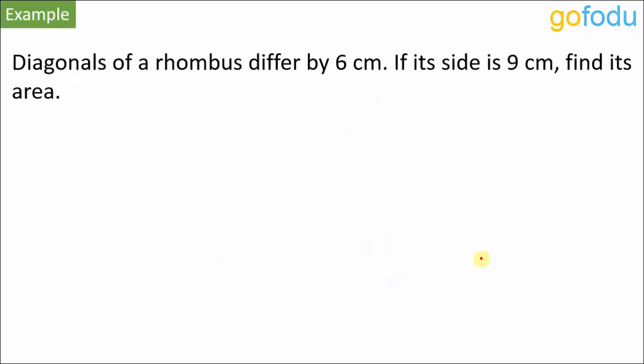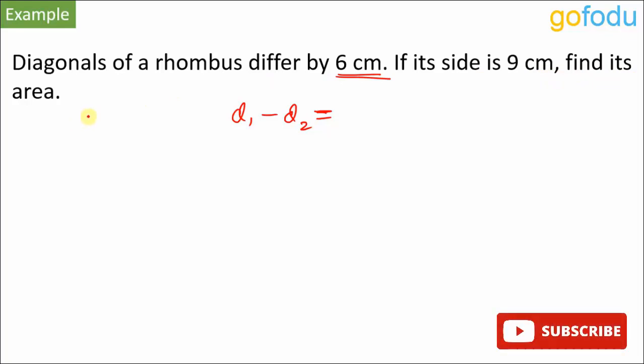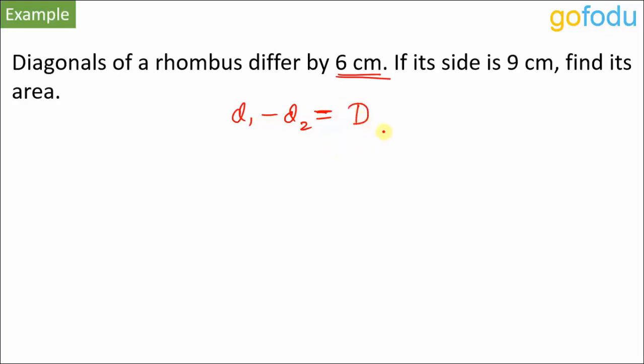Next question. Diagonals of a rhombus differ by 6 centimeter. So if the diagonals were D1 and D2, D1 minus D2 is given as 6 centimeter. If its side is 9 centimeter, find its area. Now forget these values 6 centimeter and 9 centimeter. Let's take variables to get a formula. The difference of diagonals D1 minus D2 is equal to D, and we have the side of the rhombus as S. All 4 sides are equal, and we have to find the area in terms of these variables, in terms of D and S. Now this is our figure.